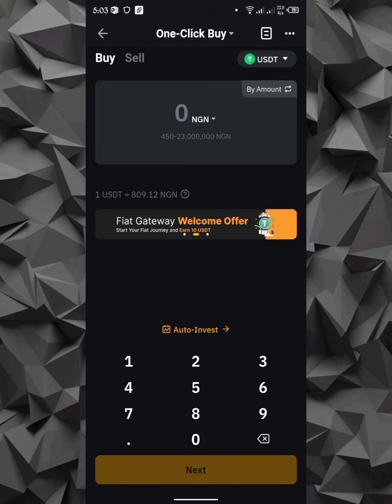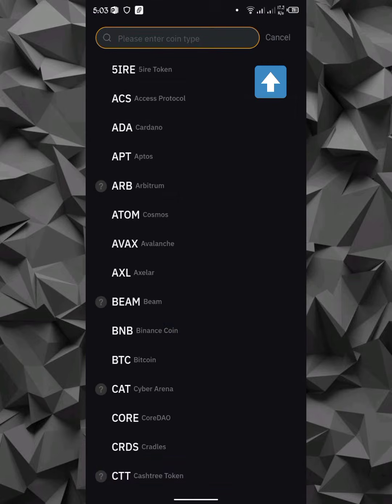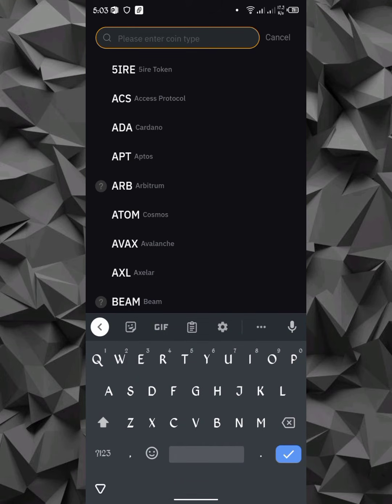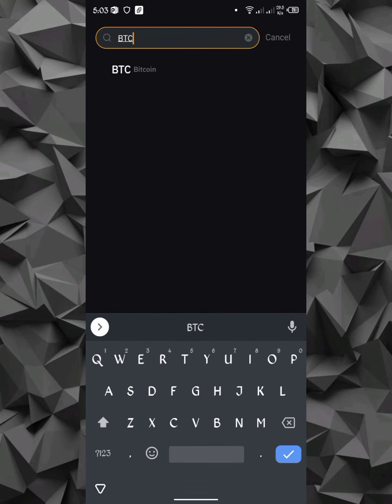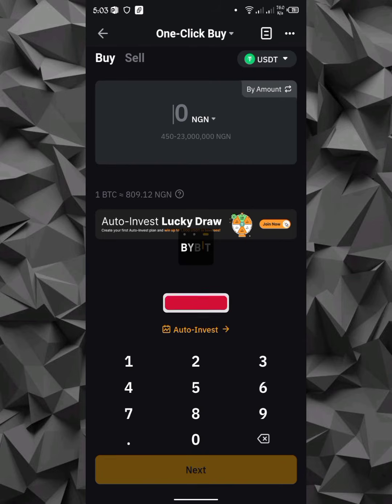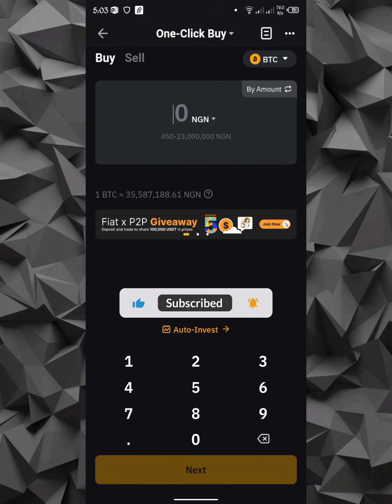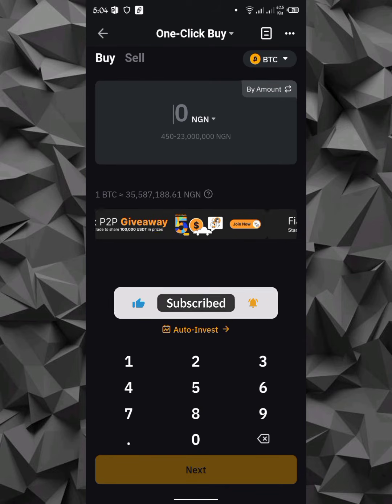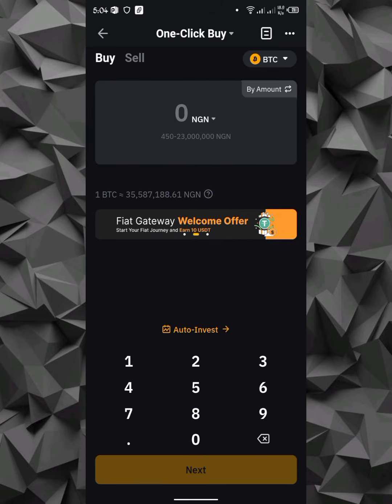Then the next thing we're going to do is to change USDT to BTC. So we're not going to be buying USDT direct, we're going to be buying BTC for this arbitrage strategy. So I'll change this now to Bitcoin. Right now, as you can see, this is the price of Bitcoin in Naira, and you can see that they are charging at the bank rate. The normal P2P price of Bitcoin is about 55 million Naira, but you can see right here it is 35 million Naira on this particular side.